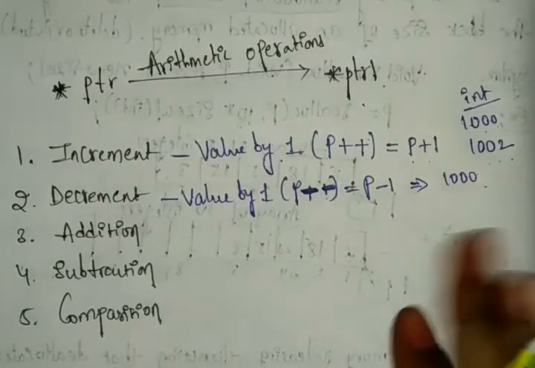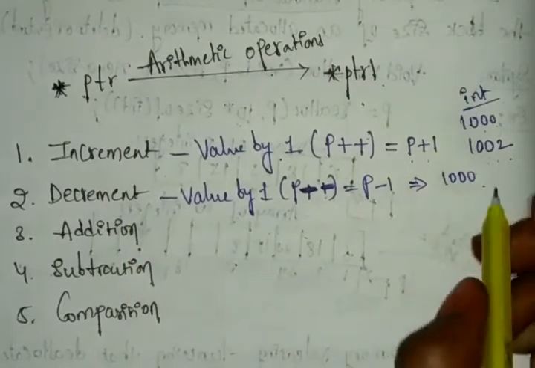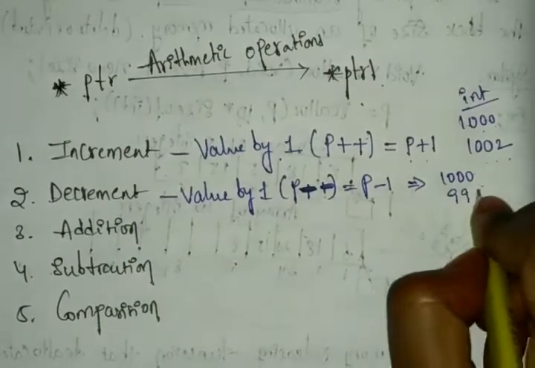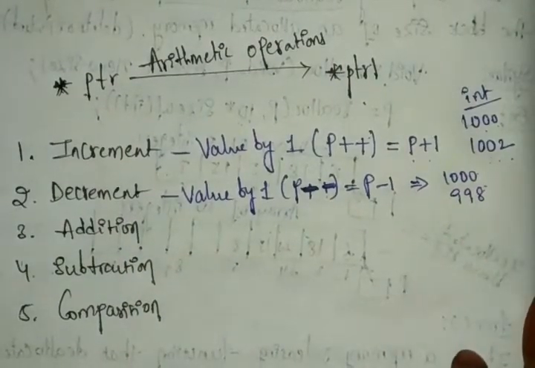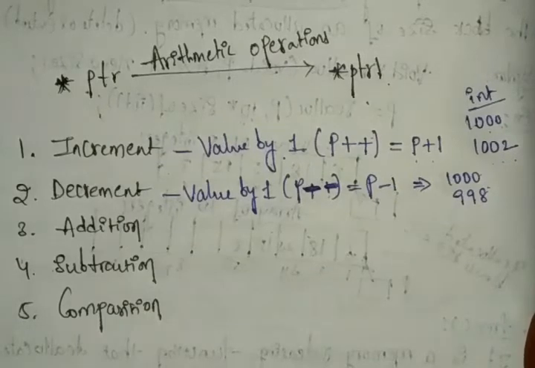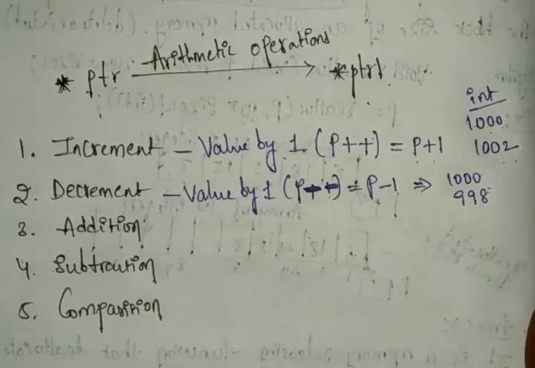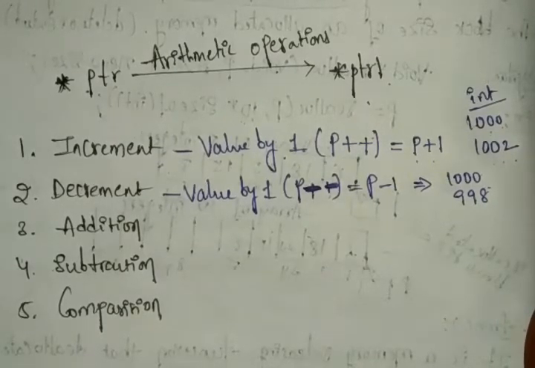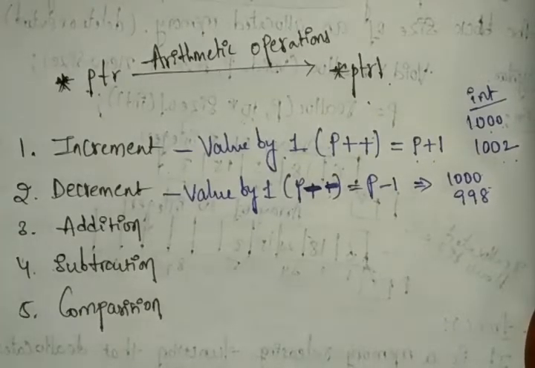If you are taking the decrement, the value becomes 998. Why? Because it deletes 2 bytes of memory. If you are taking the float data type, it shows 996. Why? Because float has 4 bytes of memory. Like that, we can decrement the pointer.